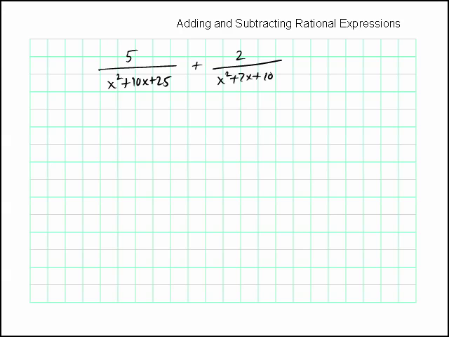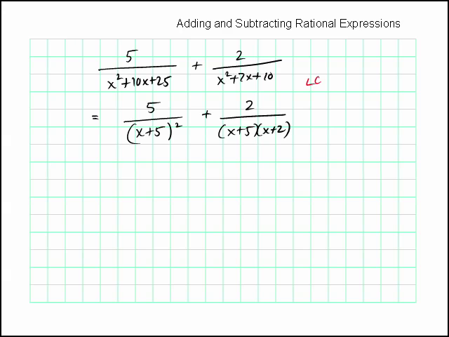First thing I'm going to do is factor those denominators. That's x plus 5 times x plus 5. This one over here, if you factor it properly, is x plus 5 times x plus 2. Now x plus 5 times x plus 5 is actually x plus 5 squared, so I'm going to write that as squared. That's x plus 5 squared.